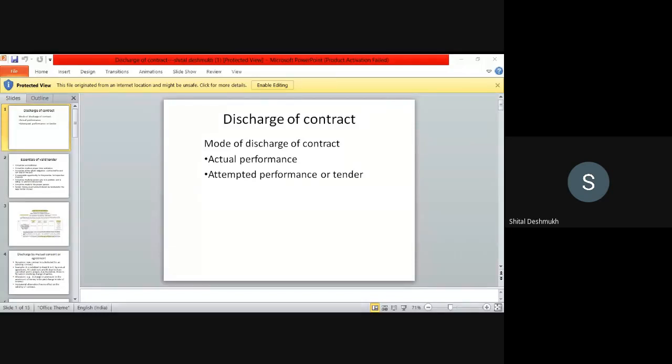So we had seen in our previous lecture the essential elements of a contract, and we had seen the definition of a contract, and we had seen the 10 essential elements of a contract, that is free consent, lawful object, lawful consideration, writing and registration, then certainty, and a lawful offer and lawful acceptance of the offer. So today we will see one topic related to the Indian Contract Act, that is the discharge of a contract. So let's have a look at the PPT.